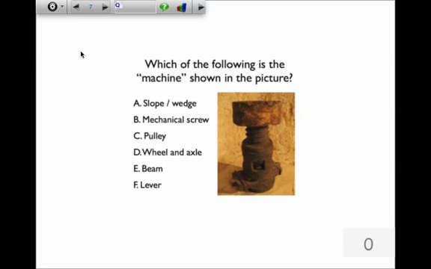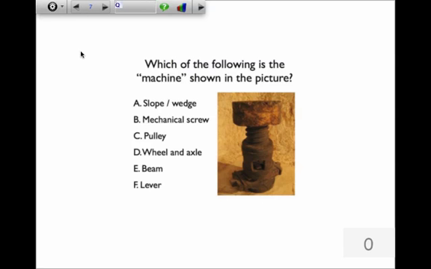Okay. If you said this was a mechanical screw, you were correct. But there is actually a primary answer and a secondary answer to all of these. The primary answer is normally what we would call that thing if we wanted to say what kind of machine it is. But some of these machines are adaptations of other ones. And the mechanical screw is an adaptation of a slope or a wedge.